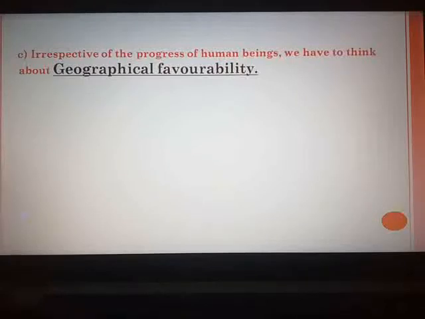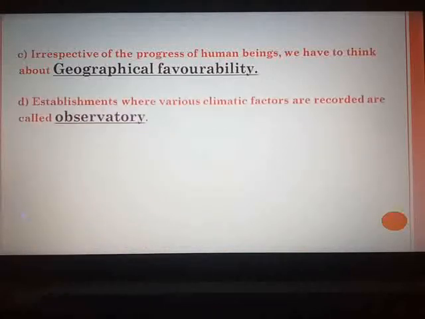Irrespective of the progress of human beings, we have to think about geographical favorability. Now here there is no such type of explanation based on these geographical factors in the entire chapter. So no need of writing any justification. You only write it as a fill-up. Fourth one, establishments where various climatic factors are recorded are called observatory.